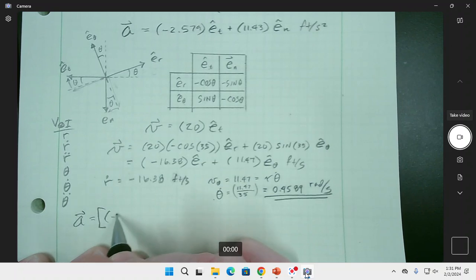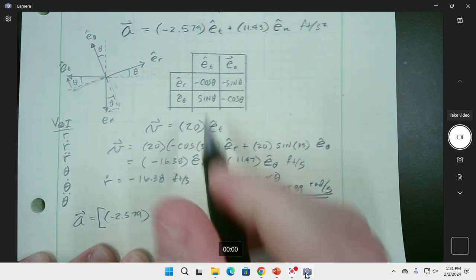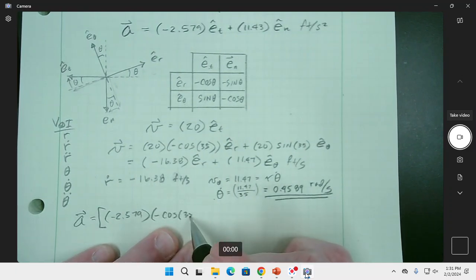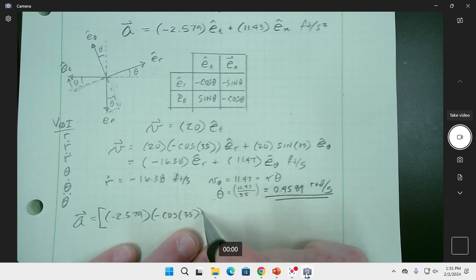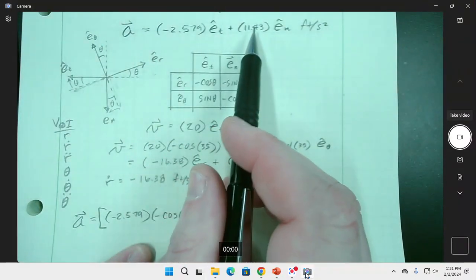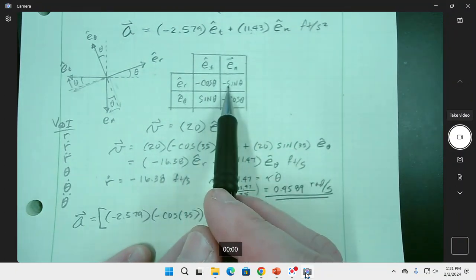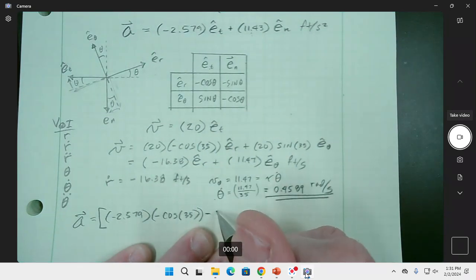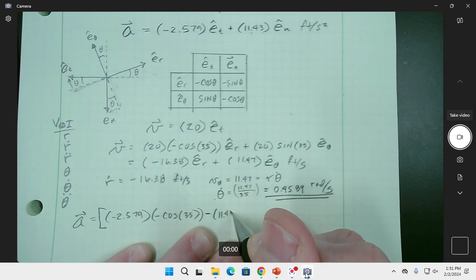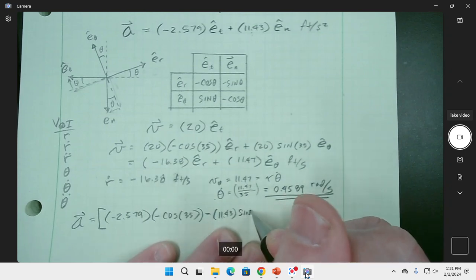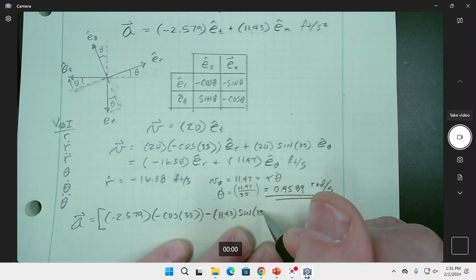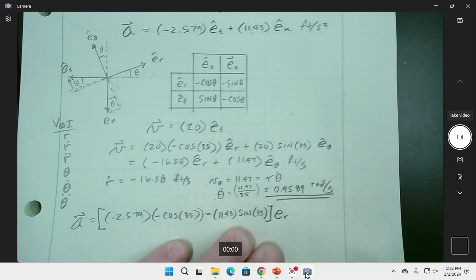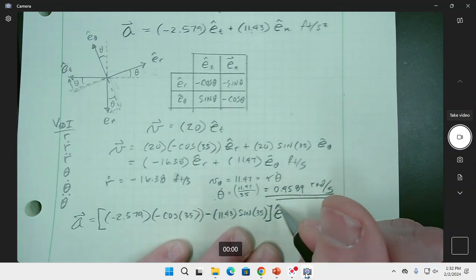So I have negative 2.579, and that's going to be negative cosine of 35 degrees. And now I'm going to take this one and multiply it by the negative sine of theta. So I'll put my minus right there, 11.43, and then I'm going to have the sine of 35, E_R. Yes, E_R.